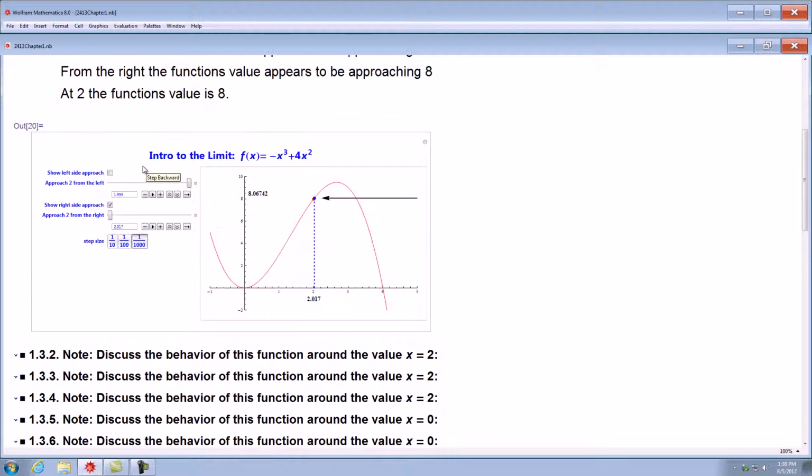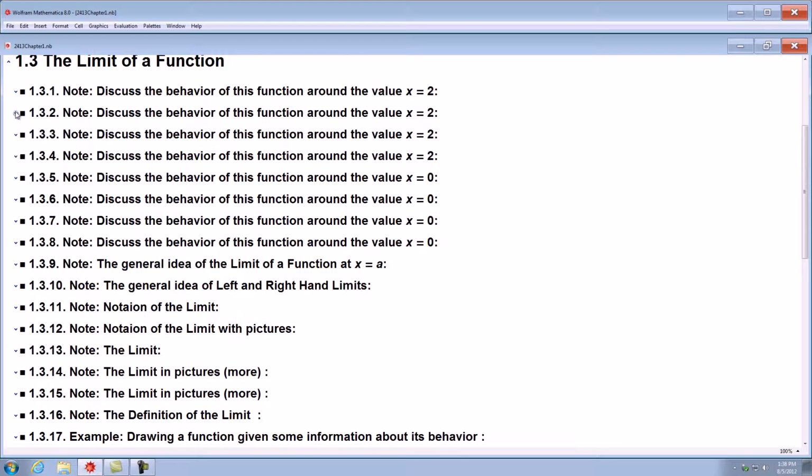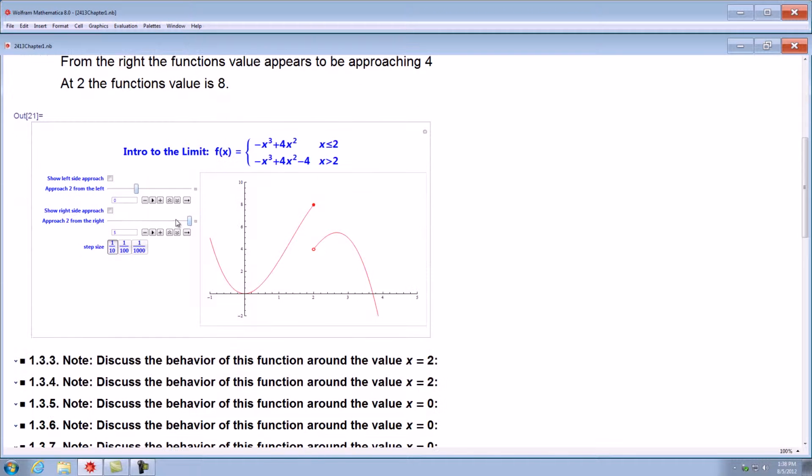Okay, now let's look at the next example. We have another function. This is the actual function. It's a piecewise function. So we have some sort of jump here now. So let's see what's happening at 2. At 2, it looks like we have a hole here, but a solid dot here, which means the value of the function at 2 is 8.